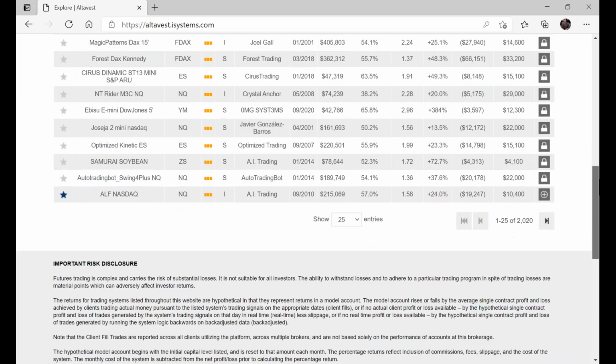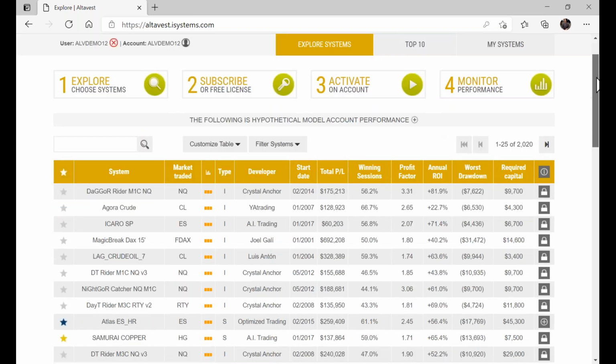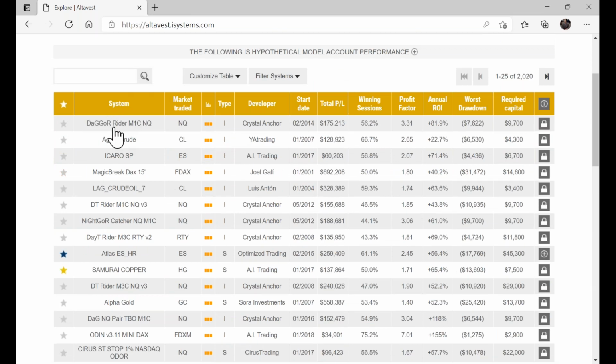This is the dashboard for the AV Systems platform. And I will go ahead and run you through this step at a time. Number one, we'll explore the systems. We'll show you how to license a system and use it, essentially pay the developer. Then you can activate that system. And then once you've activated it, you'll want to monitor performance. So there's really just four things that we're going to do here. Then first of all, you'll notice on this page, there are 25 systems here. Each one of these, sometimes these names are kind of crazy.